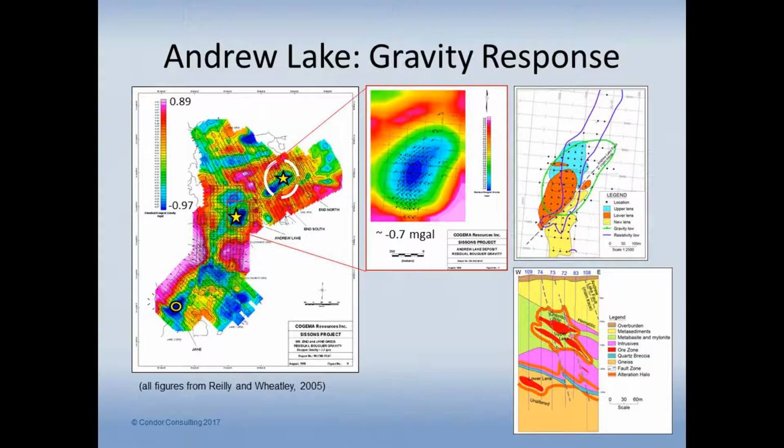The total range, as presented on the color bar here, is a little less than 2 milligals. And if we look at this chart here, these are the different ore lenses. This is a resistivity low, and the green is the gravity low. Over here we see the grid of the gravity low with the growth pattern, and that's about a minus 0.7 milligal. It's easily resolvable, provided we've got reasonable data.